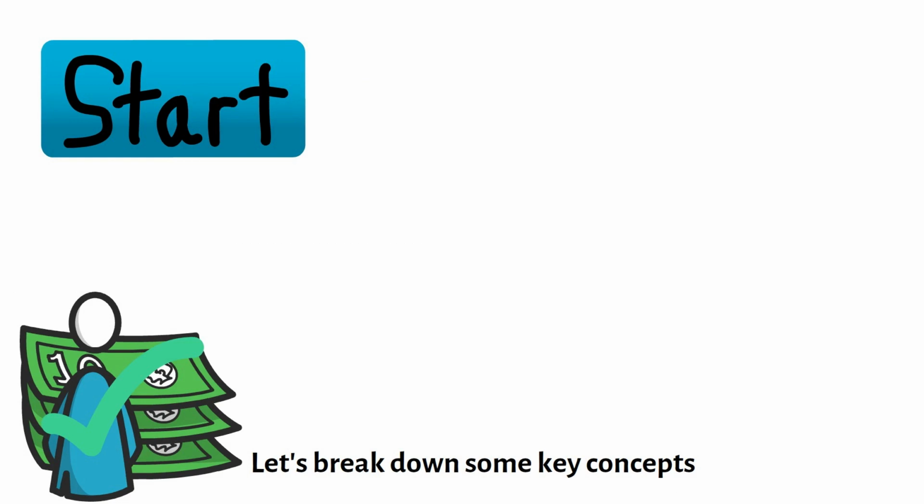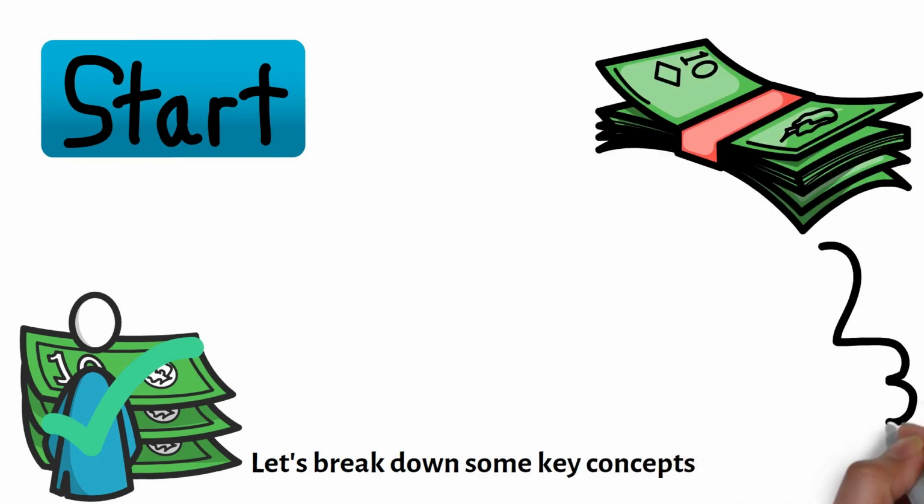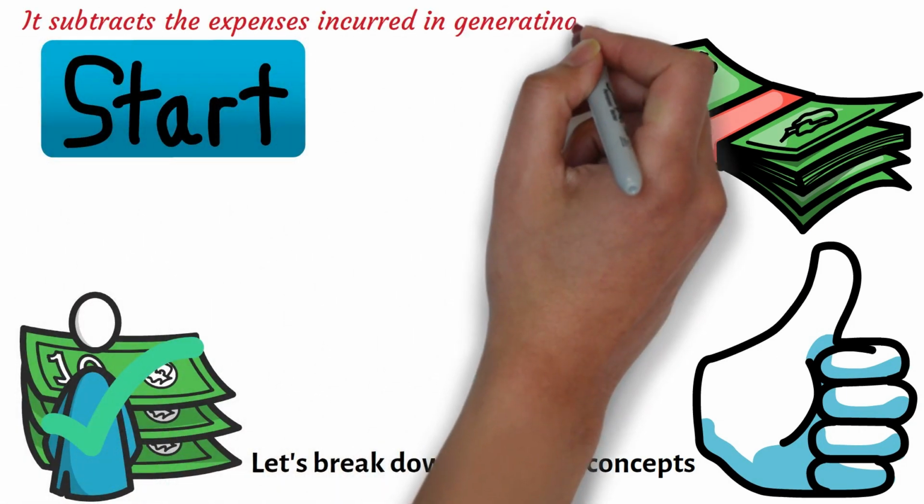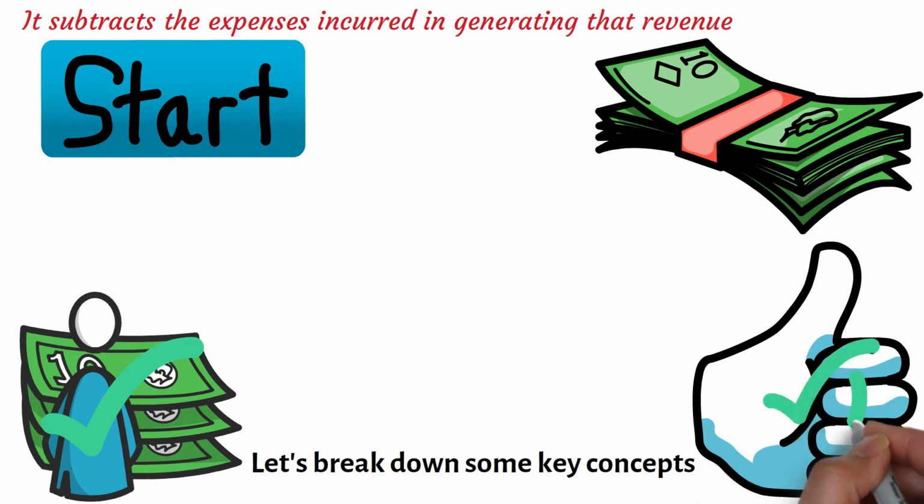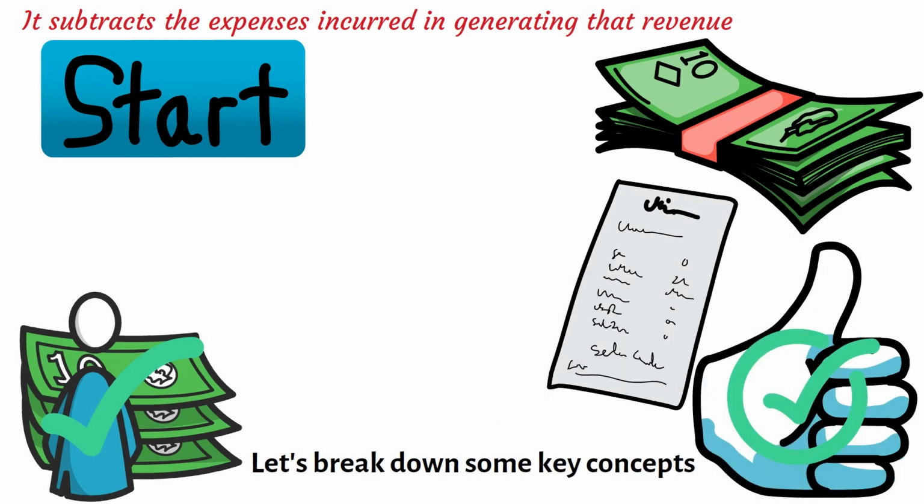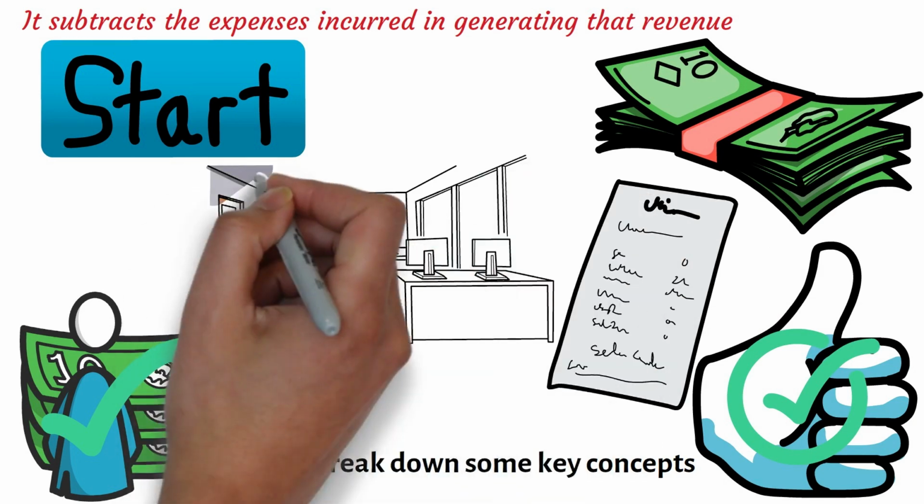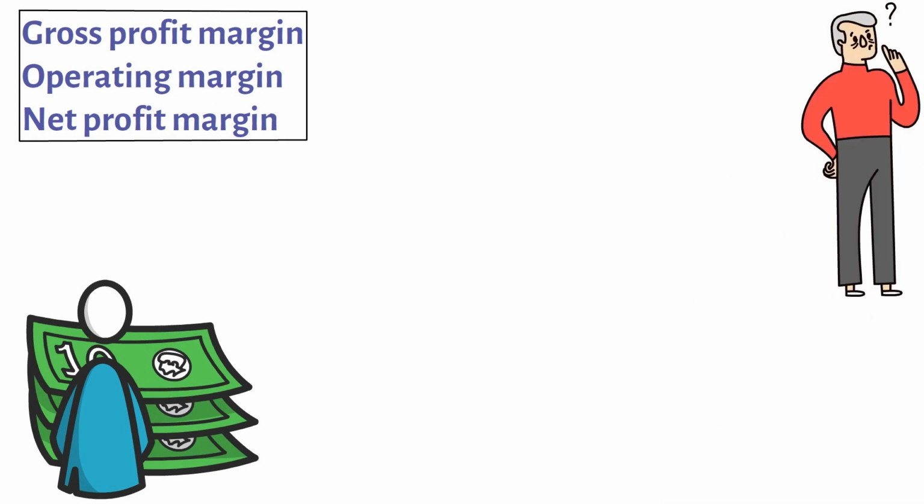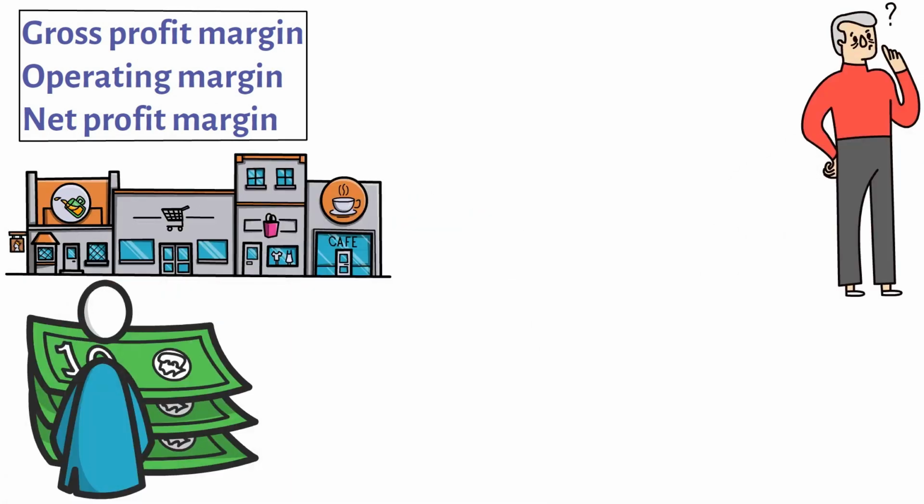Moving on to the income statement, let's break down some key concepts. The income statement starts with the company's revenue, or the money it's bringing in from sales of goods or services. From there, it subtracts the expenses incurred in generating that revenue, such as the cost of goods sold, operating expenses, and taxes. What's left over is the company's net income, or profit. Profitability is a key metric to consider when looking at an income statement. Analysts often look at metrics like gross profit margin, operating margin, and net profit margin to assess how efficiently a company is generating profits relative to its revenue.